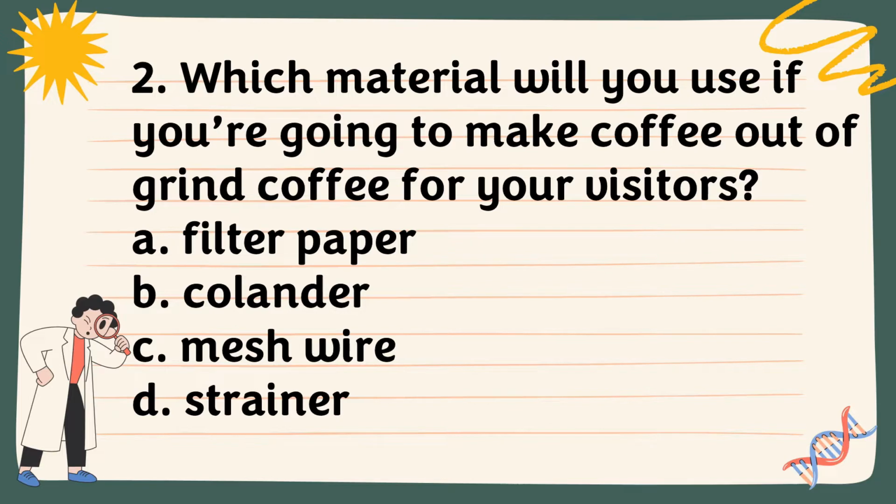Number 2. Which material will you use if you're going to make a coffee out of ground coffee for your visitors? A. Filter paper, B. Colander, C. Mesh wire, or D. Strainer. The correct answer is letter A. Filter paper.